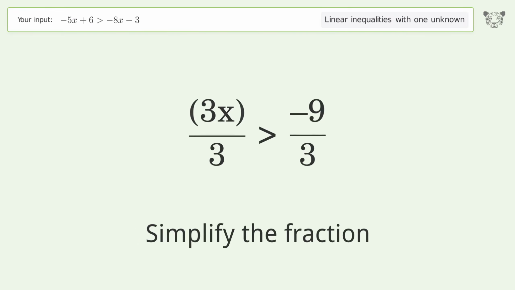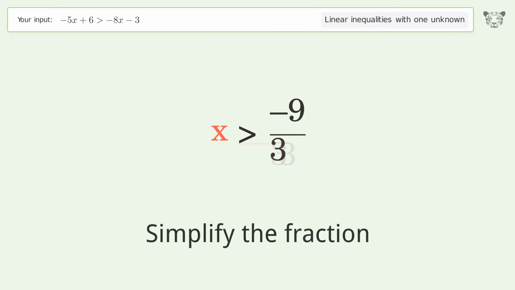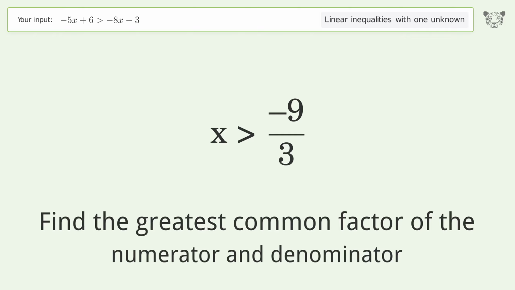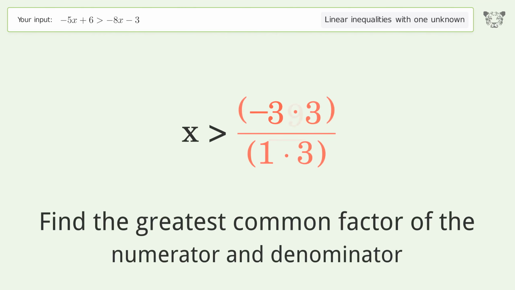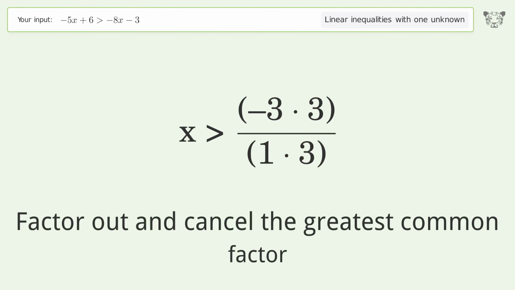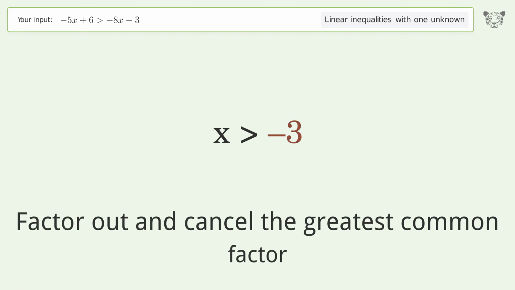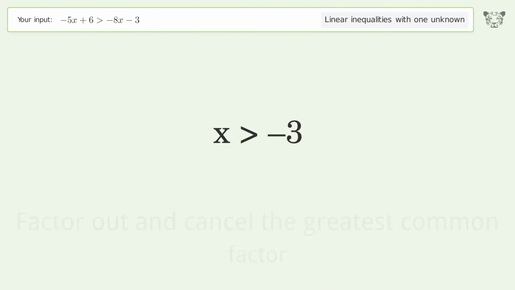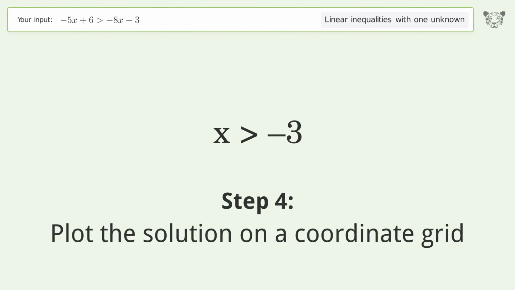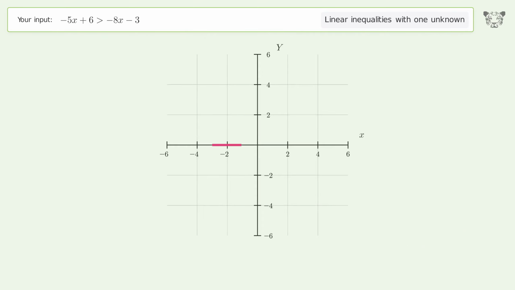Simplify the fraction. Find the greatest common factor of the numerator and denominator. Factor out and cancel the greatest common factor. Plot the solution on a coordinate grid. And so the final result is x greater than -3.